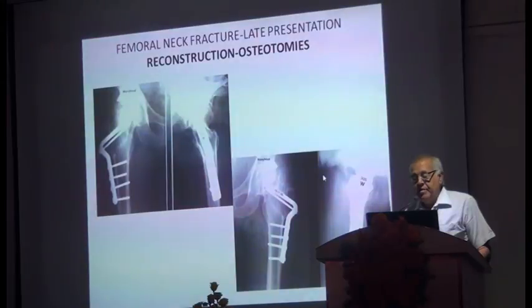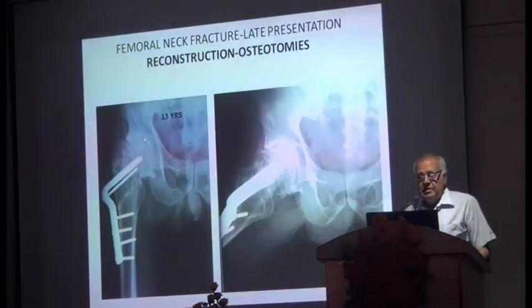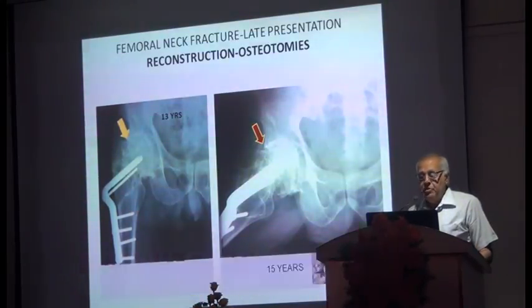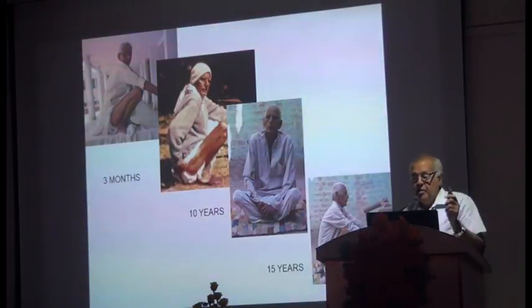At 305 weeks, you find there is a collapse in the weight-bearing dome. This is 13 years, you see there is a collapse, both in AP view as well as in frog leg view, but the patient has excellent range of motion. He can squat on toes and sit cross-legged even after 15 months of the collapse in this patient. So why it is working, what is the reason, I don't know that.